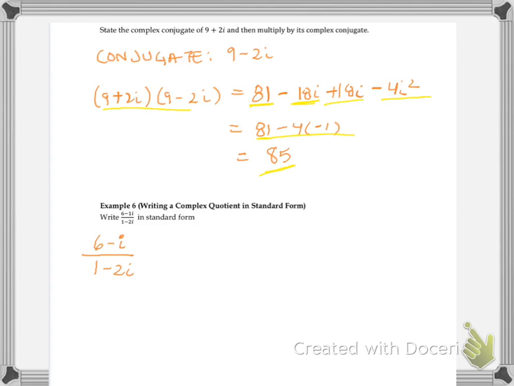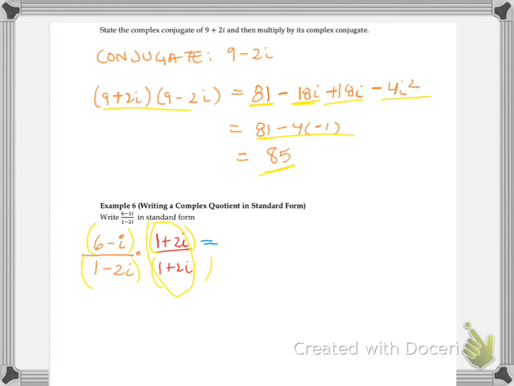But the rule or the strategy to do this is to multiply by the complex conjugate of the denominator in the top and the bottom. So that will give us 1 plus 2i divided by 1 plus 2i. So we did not change the problem, right? Because all we did was multiply by a form of 1, and any number multiplied by 1 will just give you that number.